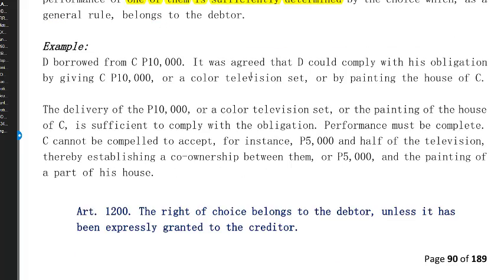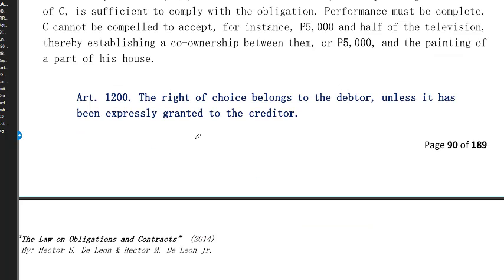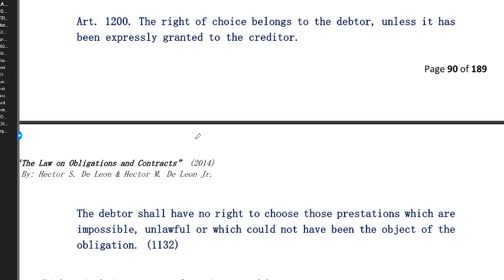We have here an example to further understand the concept under 1199. Article 1200. The right of choice belongs to the debtor unless it has been expressly granted to the creditor. And then the debtor shall have no right to choose those prestations which are impossible or unlawful or which could not have been the object of the obligation.